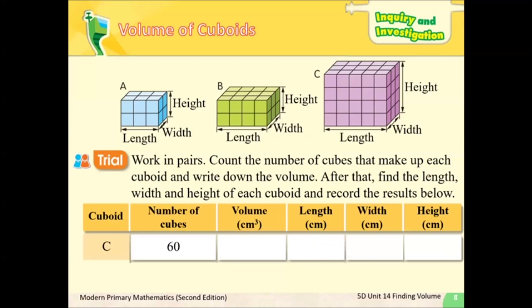And finally, let's have a look at the biggest cuboid here, cuboid C. By counting, the number of cubes is 60, so we can say that the volume is 60 cubic centimeters. For the length, there are 5 cubes, so 5 cm for the length. For the width, 3 cubes, so 3 cm for the width. And finally, 4 cubes for the height, so 4 cm as height. If we observe carefully here, how do we get the number 60, apart from counting?